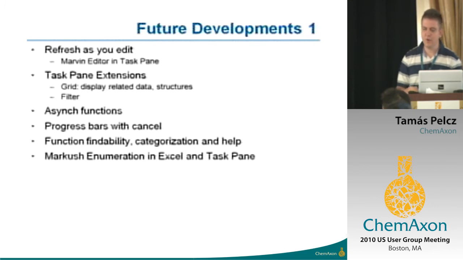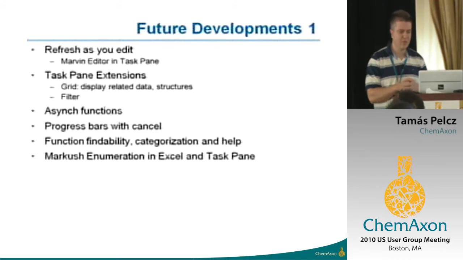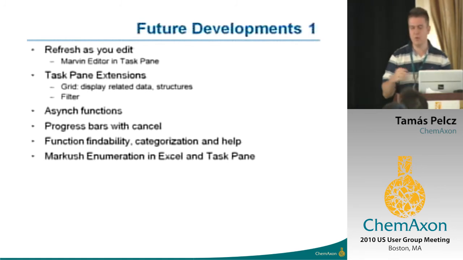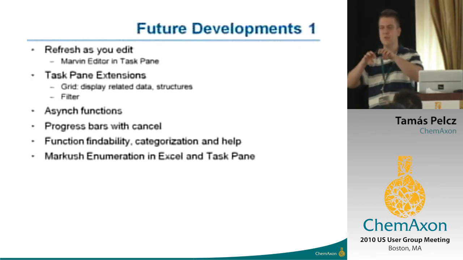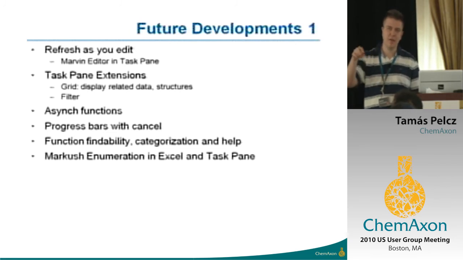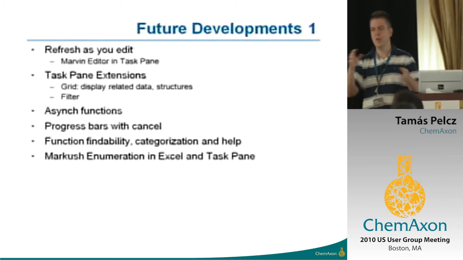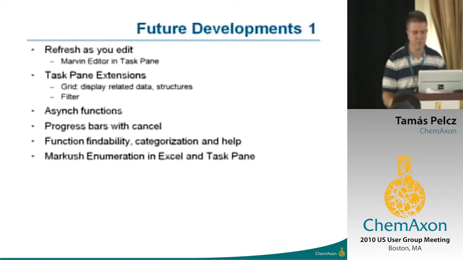So just a quick brainstorming of ideas we thought it would be nice to have in JChem for Excel. One of them is the so-called refresh-as-you-edit functionality. We would like to add the Marvin editor, not as a dialog but as a task pane. So you will see the Marvin editor next to an Excel sheet. For example, if you click on a cell and edit the structures, it will be dynamically updated in the Excel sheet. And if you have various calculations based on that, they will also be dynamically updated based on each edit action.